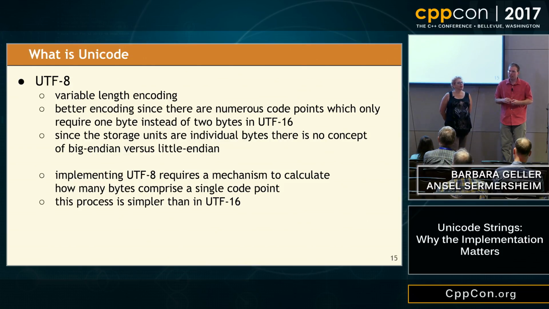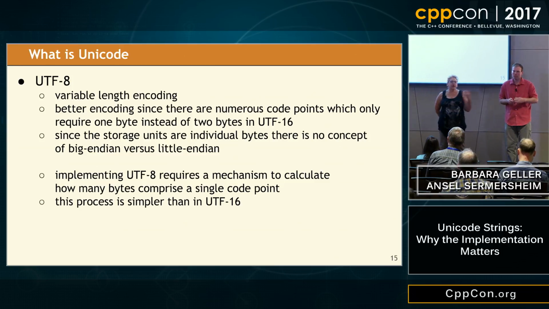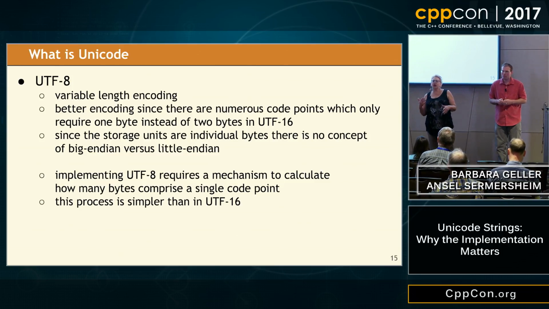Another very important property is the fact that since we're dealing with individual bytes here, we don't have to worry about the platform endianness of strings. It's very helpful. In order to do UTF-8 encoding, you need to be able to determine how many bytes it's going to take to encode a particular code point in memory. And this process is simpler than it is in UTF-16 for some cases. We do have some code we're going to show you when we go over the library that's going to show the difference of how you do an encoding for UTF-8 versus UTF-16. And the math and the code itself is just easier and less error prone in UTF-8.